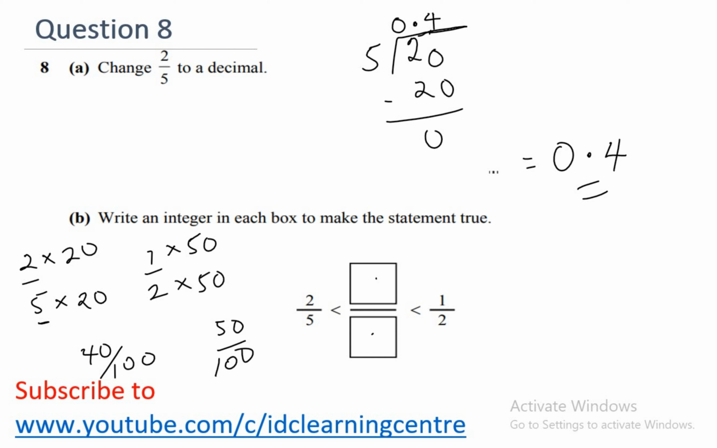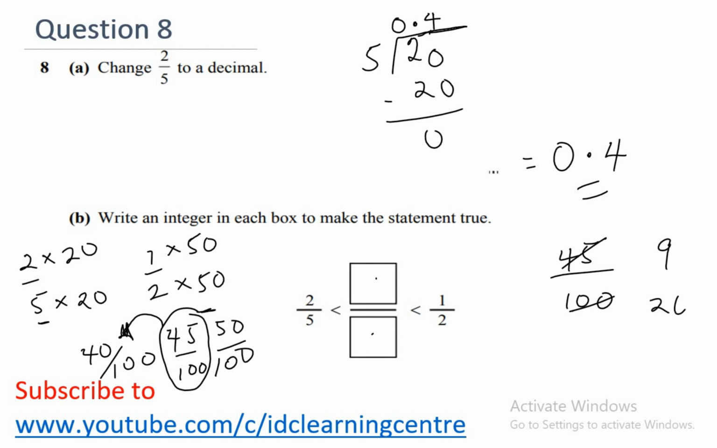So we need to find values that are between 40 over 100 and 50 over 100. So 41 over 100, 42 over 100, 43, down to 49 over 100 is fine. So just pick one. Let me pick the middle one. 45 over 100 is my answer. It's between both of them. You can see that it is greater than 40 over 100 and less than 50 over 100, which is half. Now I'm going to reduce 45 over 100 to the lowest term and put it in the 2 boxes. 45 divided by 5 is 9. 100 divided by 5 is 20. So my answer will be 9 over 20. So 9 over 20 is greater than 2 over 5 and less than 1 over 2.